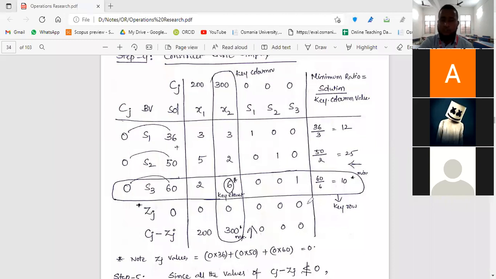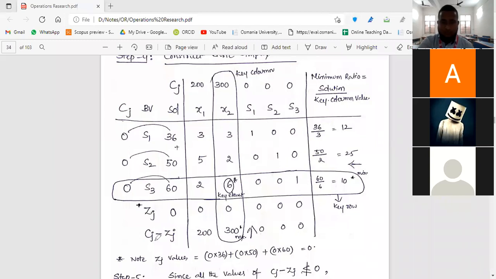But you should be able to tell, if someone asks you how you will get this Zj value, this is the formula. Okay? Is it okay? Yes, sir.